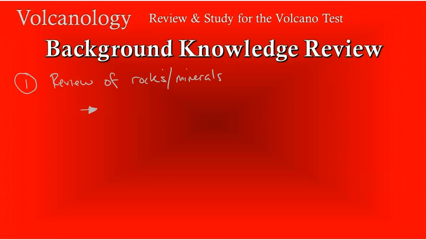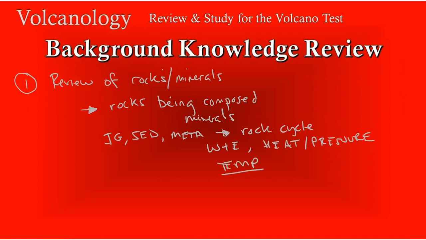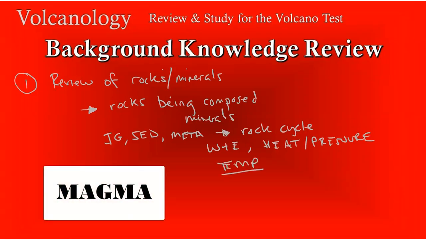First, we're going to look at some background knowledge, linking rocks and minerals and what they are to volcanoes. We can look at rocks being composed of minerals. So looking at the elements, composition, different types of rocks from igneous to sedimentary to metamorphic. We can even discuss the rock cycle and the movement of different materials through different areas of the earth and time scales and different processes like weather and erosion, looking at heating and pressure, looking at the temperature, and looking at the starting point, which is in this case going to be magma.